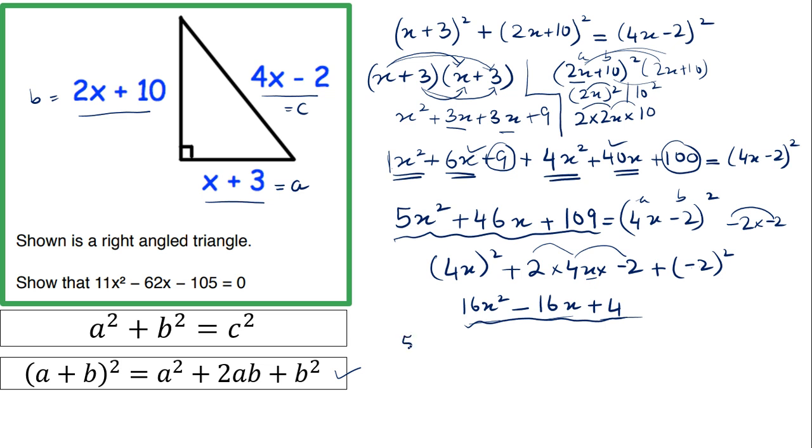So I have 5x squared plus 46x plus 109 equals 16x squared minus 16x plus 4. Now that I have this specific arrangement, what I gotta do is I obviously need to take it on one side, because as you can see on both sides I have x squared and x squared, so I can't just keep it like that. Once you see that you have x squares involved, it means that you are dealing with a quadratic equation.